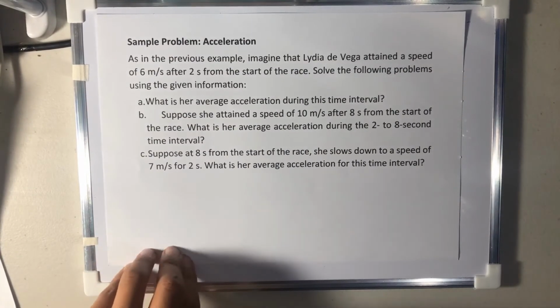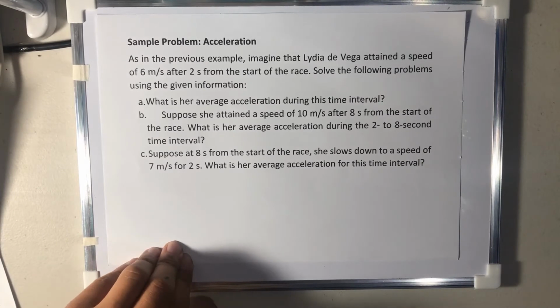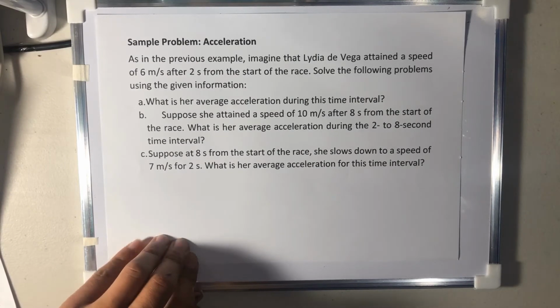We are now solving sample problem under acceleration. As in the previous example, imagine that Lydia De Vega attained a speed of 6 meters per second after 2 seconds from the start of the race. Solve the following problems using the given information. A. What is her average acceleration during this time interval?